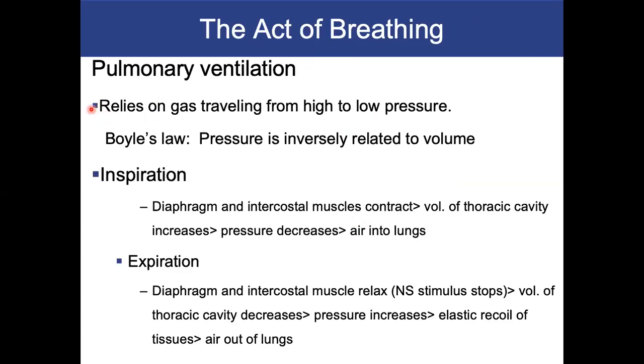The act of breathing. So pulmonary ventilation relies on gas traveling from high to low pressure. Boyle's law states that pressure is inversely related to volume, all right? So what we need to do to get air to move in is make the volume, or the space, bigger so that pressure will drop so that air will go into the lungs. Your first rule is that gas is going to move from high pressure to low pressure. So if you want air to move into the lungs, we're going to make the lungs the low pressure area, right? How do we do that? We're going to make the space bigger.